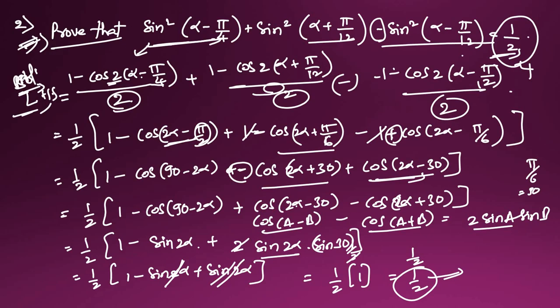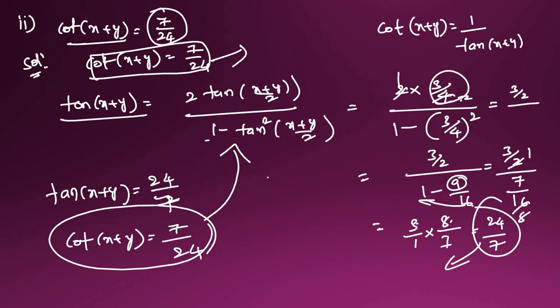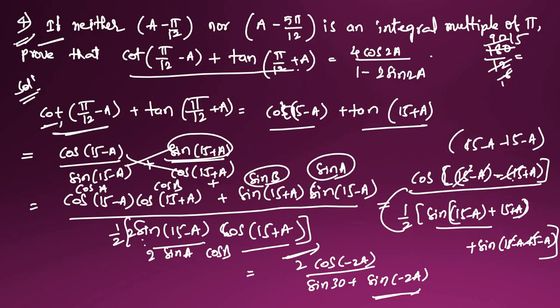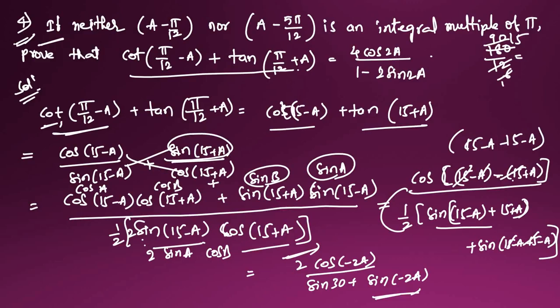2 cos minus 2a. 2 cos minus 2a means 2 cos 2a only will come here. 2 cos 2a, and divided by sin 30 plus sin minus 2a will come here. So this we got here.